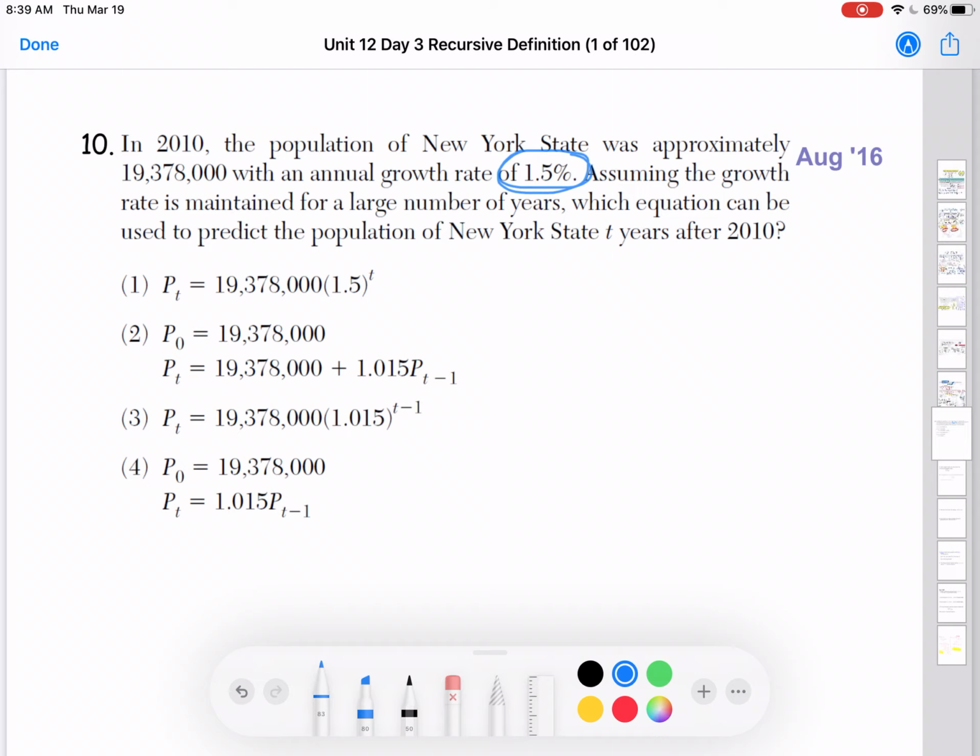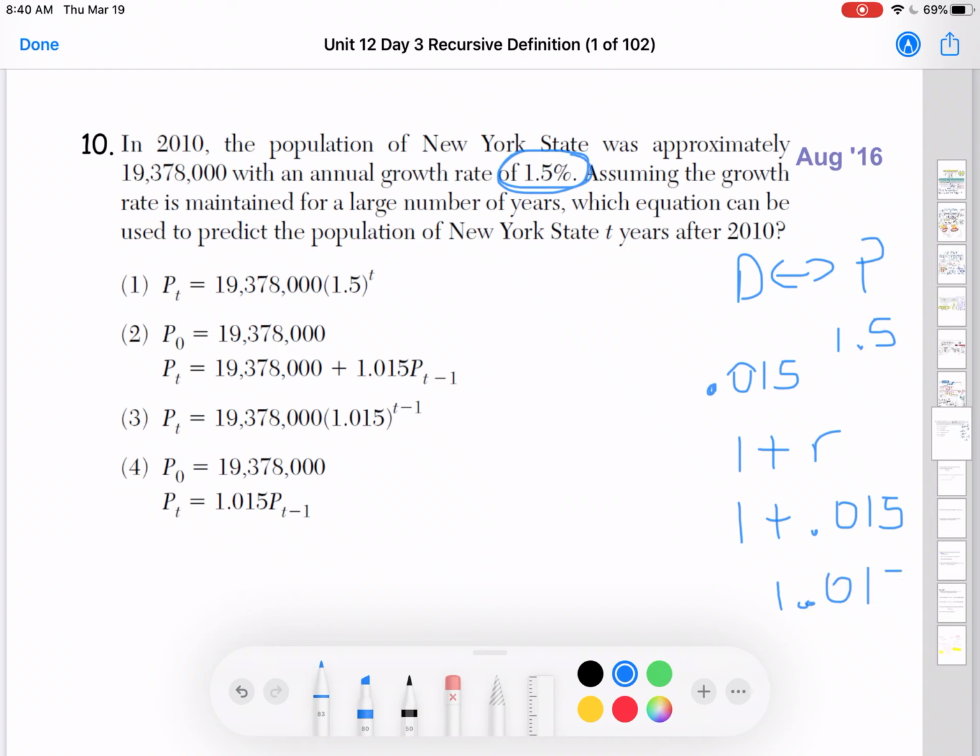So right away, let's take that percent to a decimal again. So it's 1.5%. As a decimal, it's going to be 0.015. And then this is increasing, so we have to do 1 plus r to get that common ratio. So 1 plus 0.015. That's your common ratio.